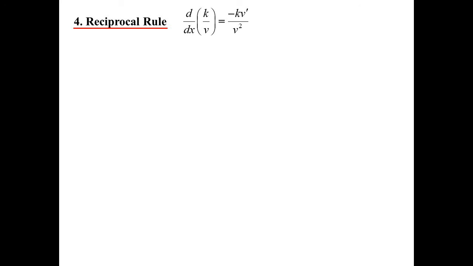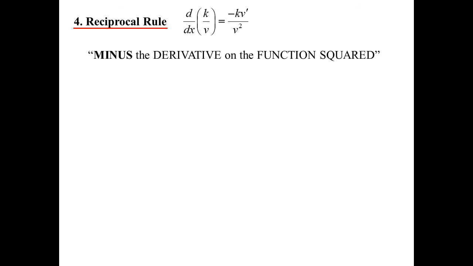To save time, we just say this. Minus the derivative on the function squared. So if you've got 1 on x squared, yes, I could change this to index form and do it nicely, but let's use it as an example. I've got a constant on the top, so I say minus the derivative on the function squared. Well, the derivative of x squared is 2x, so I've got minus 2x on the function squared, x to the power of 4. The x's cancel, minus 2 on x cubed.